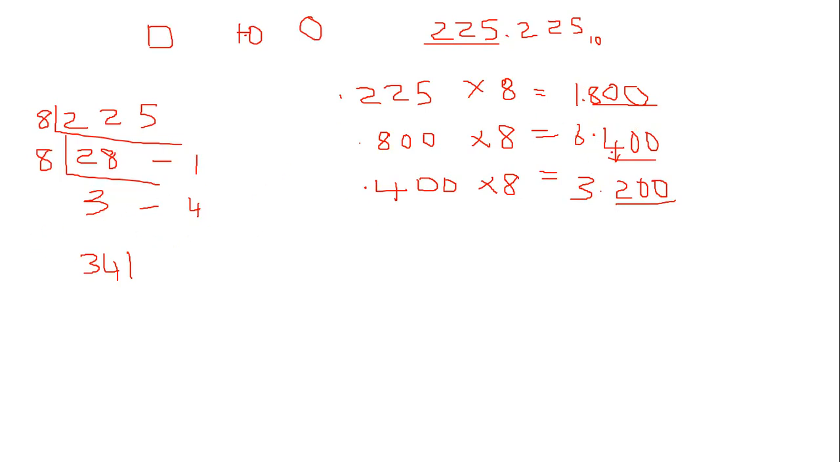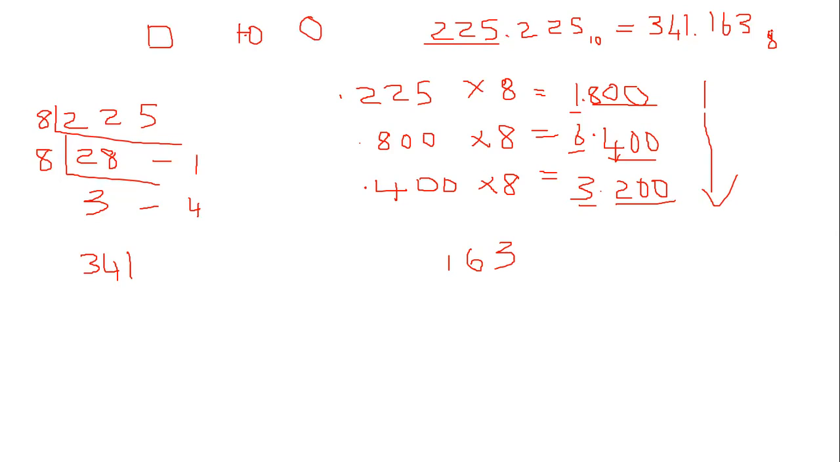One thing to remember: when it is after the decimal point, you need to go top to bottom and take only these values 1, 6 and 3. So first you write 1, 6 and 3. The final answer: 225.225 of base 10 is 341.163 of base 8. Like this we need to do. This is decimal number to octal number.